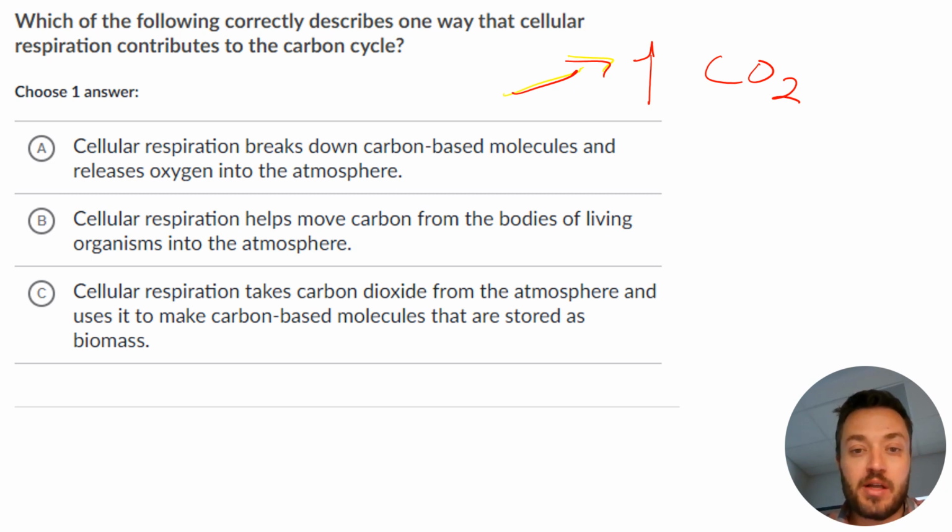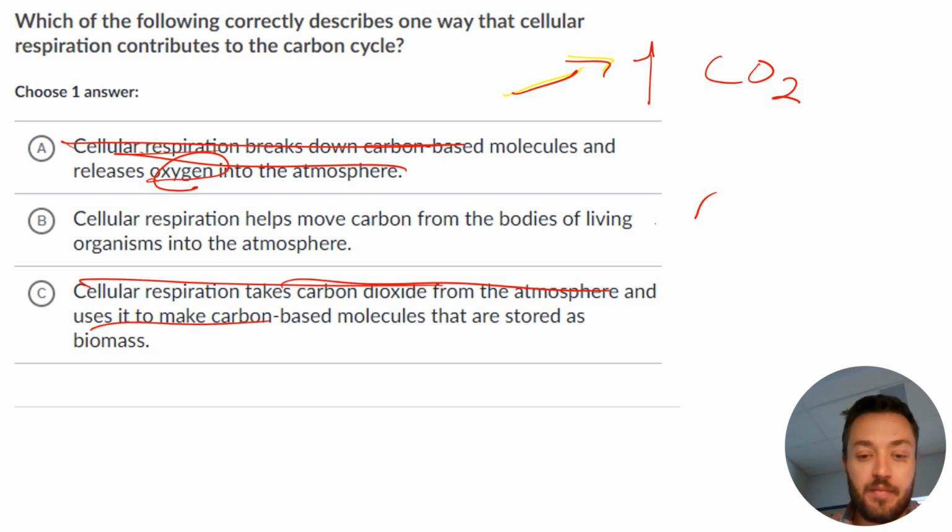Cellular respiration breaks down carbon-based molecules and releases oxygen into the atmosphere. That is not true, so not that one. Cellular respiration helps move carbon from the bodies of living organisms into the atmosphere. Hey, that's true. That's a good one. Let's see if there's a better answer. Cellular respiration takes carbon dioxide from the atmosphere. That's a no. So the correct answer in this case would be B.